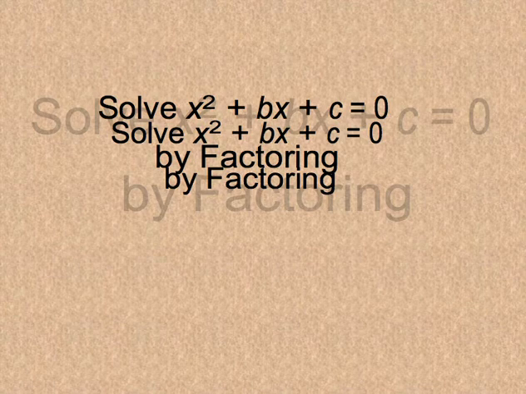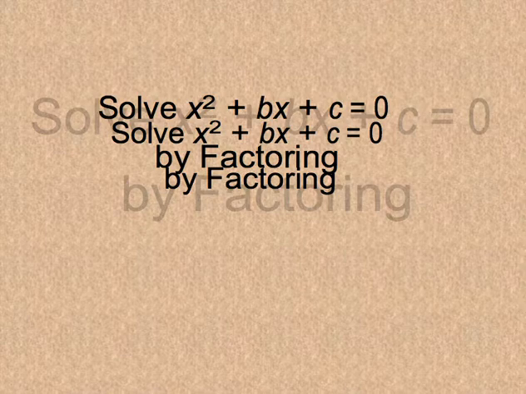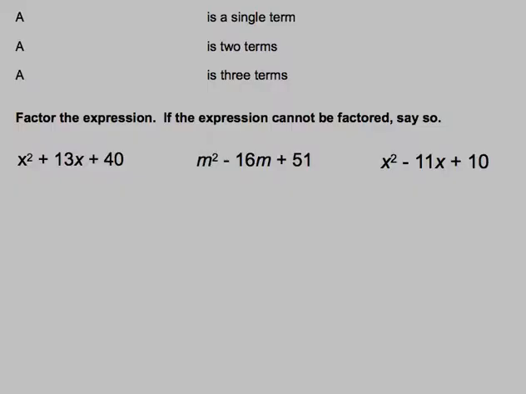We are on section 4.3. We're going to solve some quadratics by factoring. First, we need to figure out how to factor. Just a reminder, if there is a single term, if it's just one term, we would call that a monomial.